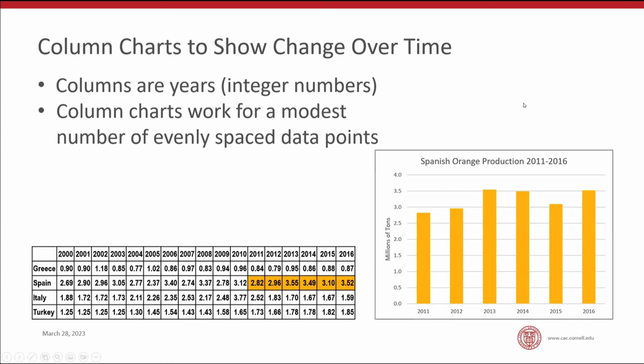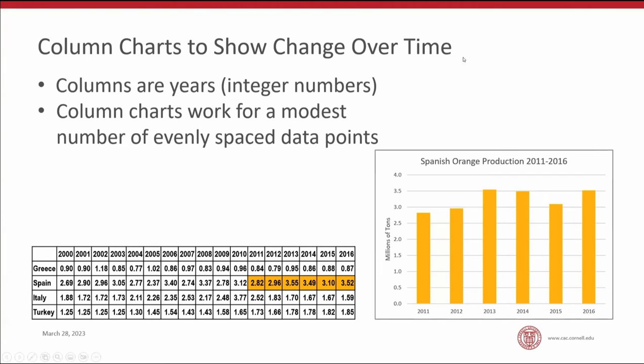So column charts can also be used to show how a variable changes over time. Here in this table, I've got data for orange production in 4 countries over 17 years, and the orange section highlights 6 of those years. So years are 1 unit apart on an axis, the x-axis, and so showing a succession of columns allows your eye to sort of move across the top of those and see which years are higher than other years. What's the pattern? It rises, it falls, it rises again.